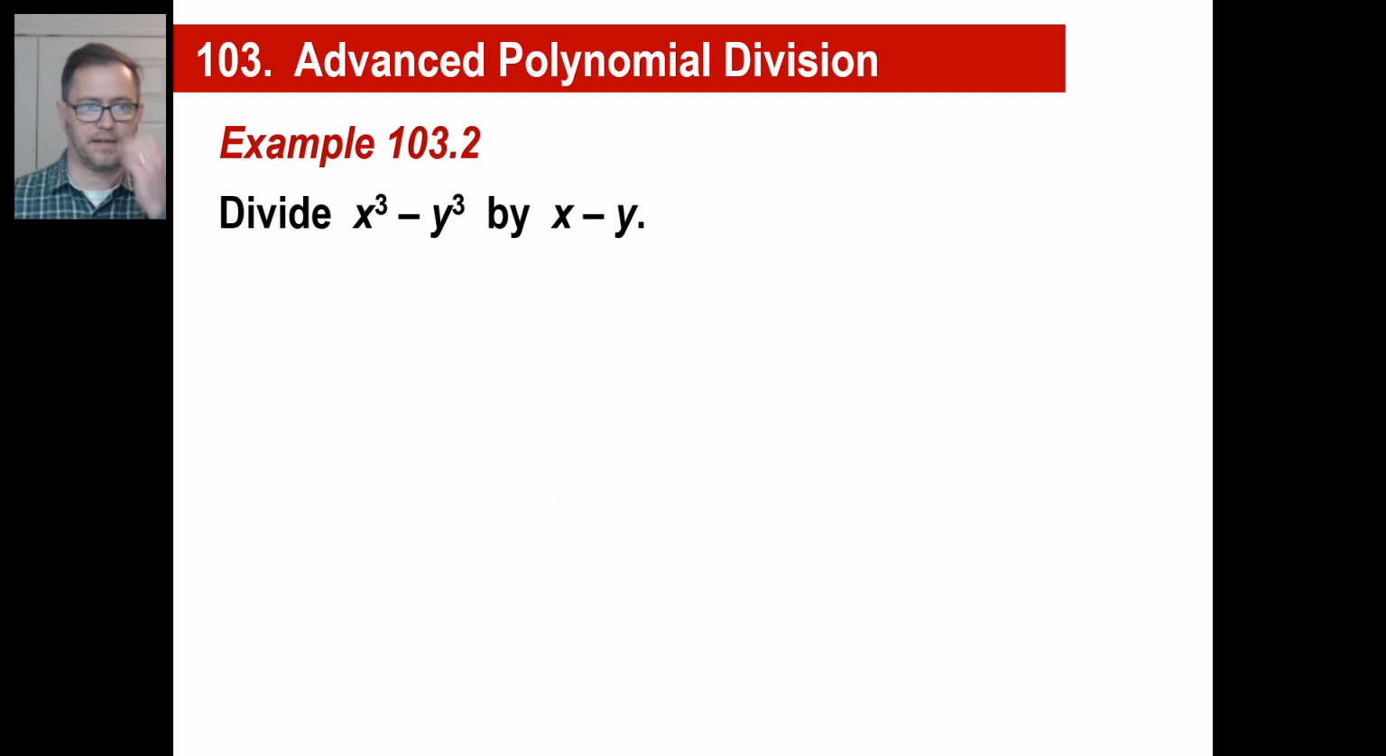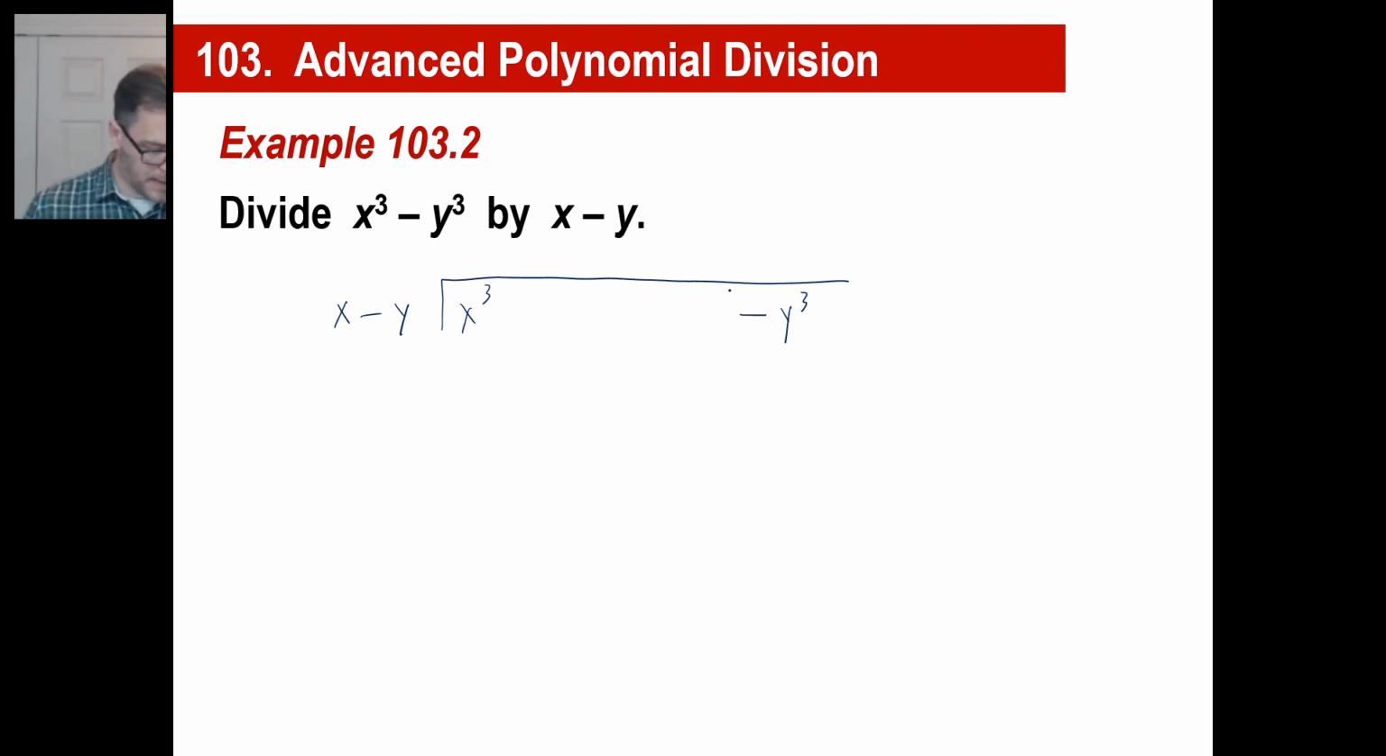Okay, let's take a look at the second example, which we're going to divide x cubed minus y cubed by x minus y. So note the difference. We're dividing cubed by cubed, minus here instead of plus. So let's go ahead and set it up. We have x minus y here, and then let's make this a longer one there. And we'll do x cubed, and then we'll hang out with y cubed way down here somewhere. And we'll get to that in a second. It's going to be minus y cubed. There we go. Okay.